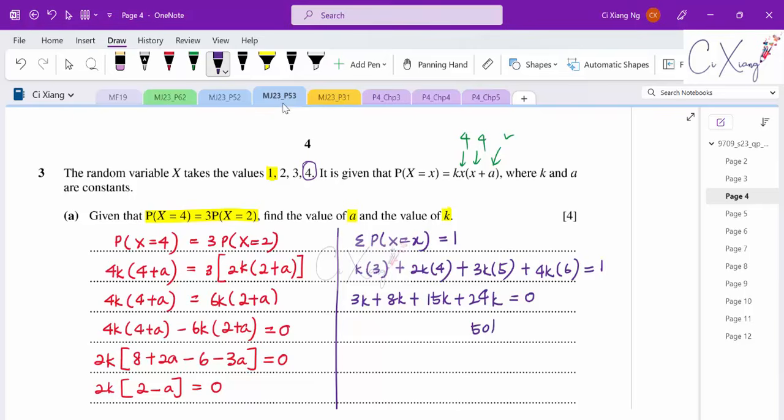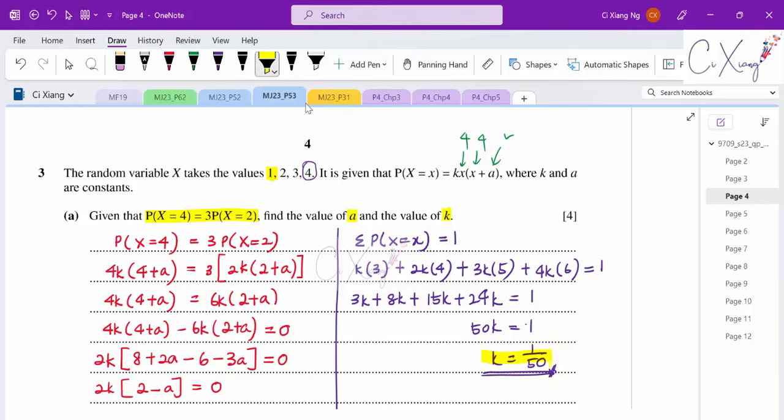Therefore, I'm having 50k. Oh, sorry, it shouldn't be a 0. Right hand side should be a 1. So equals to 1. Therefore, the value of the 50k equals 1. And then k will have the value of 1 over 50. And this is how we get a value for k.